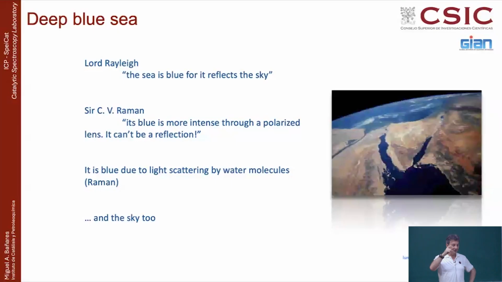He was looking at the sea through the lens. And what he observed is that the color of the sea was an even more intense blue than without the polarized lens, which rules out Rayleigh's explanation. I mean, it is not blue because it reflects the blue of the sky. It's because of something else, so you have a Nobel Prize award. Remember to ask for it after. It's because of the scattering of the light with the molecules of the water.